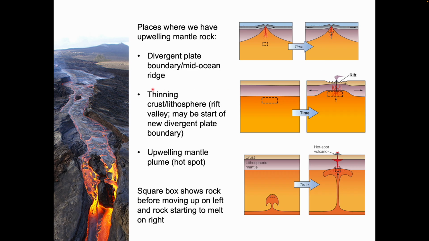The other places include thinning crust or lithosphere, such as a rift valley where a continent is stretching apart, like in the East African Rift Zone. As the crust thins, your asthenospheric mantle will rise and begin to partially melt, feeding volcanoes within that rift system. And the third place is an upwelling mantle plume, also called a hotspot, where you have rocks from deep within the mantle rising up without cooling, and this causes the pressure to drop and the temperature to remain the same. This can create a lot of melt and can feed quite large volcanoes in a hotspot volcano setting, such as Hawaii or Yellowstone.